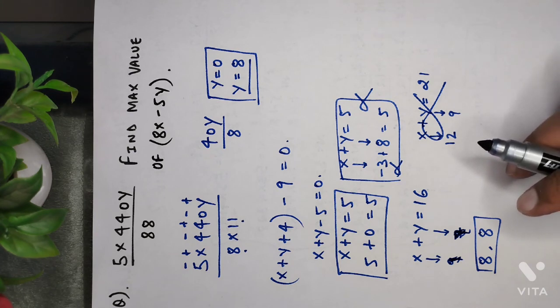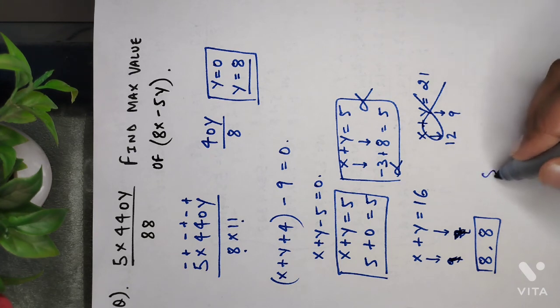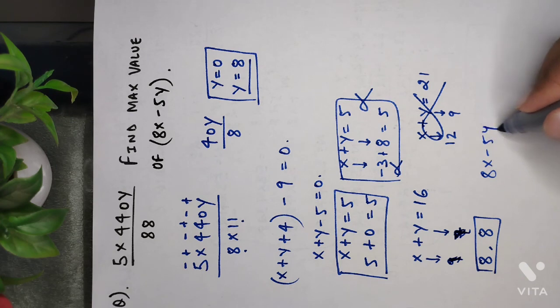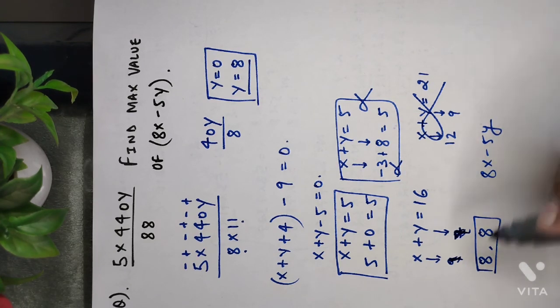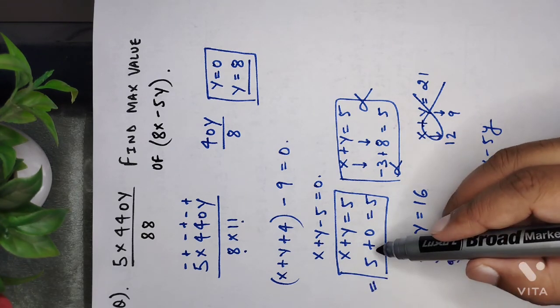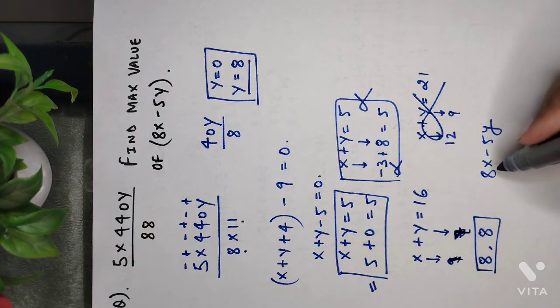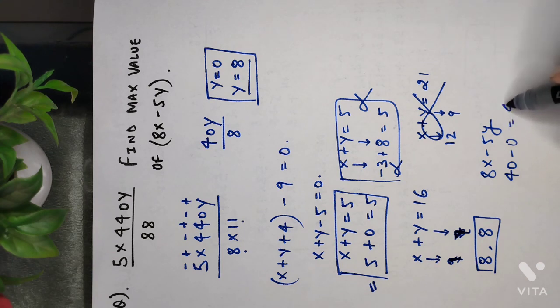Now we have to find the maximum value of 8x minus 5y. So first of all, keeping the value of x as 5 and the value of y as 0. If I keep x as 5, then 8 times 5 will be equal to 40. If I keep y as 0, this will be equal to 0. So we can say this will be equal to 40.